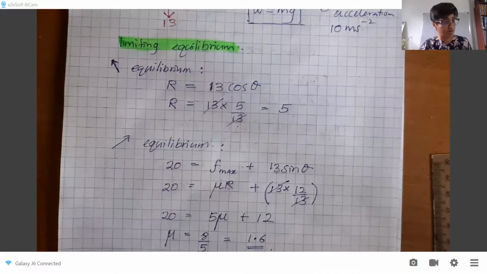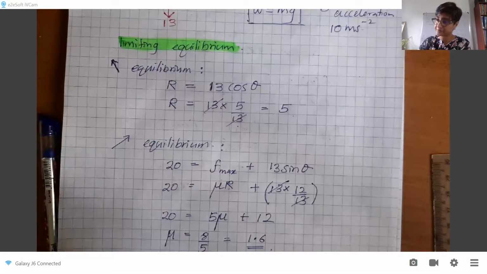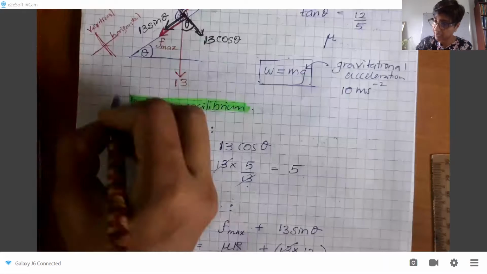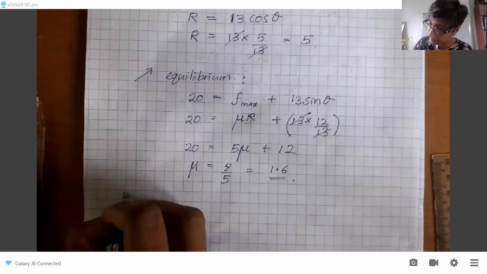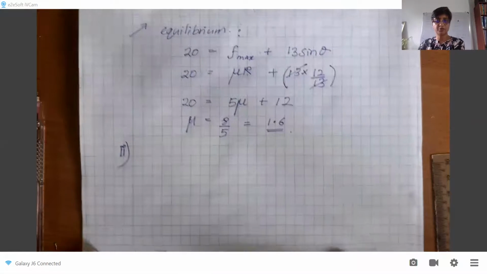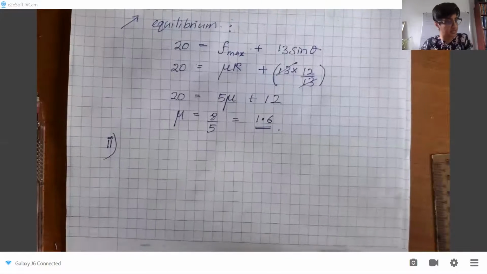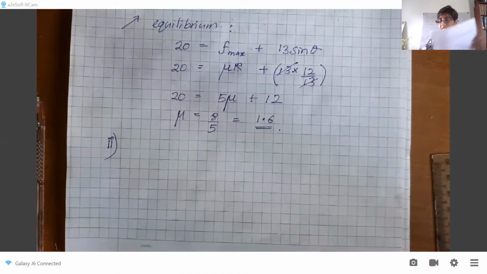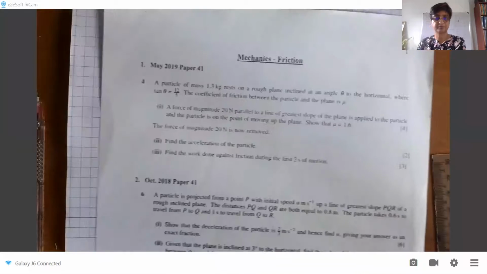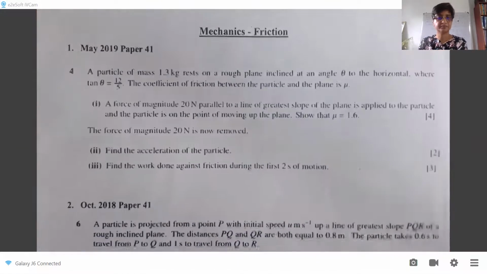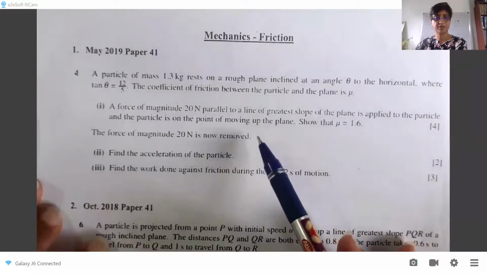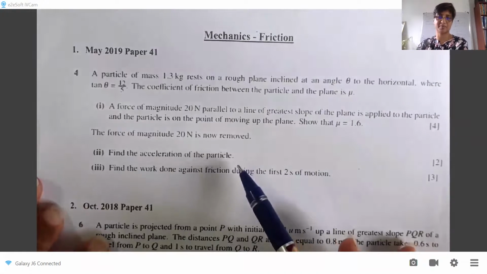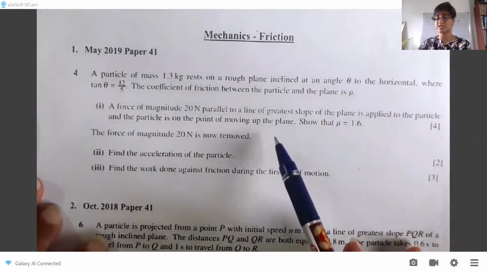Okay, let's go to part 2 of that. So this was part 1. Let me write part 1 here. Okay, part 2. Part 2, if you remember, or if you have your question, says the force 20 is now removed. Find the acceleration of the particle. Now 20 newtons is removed.